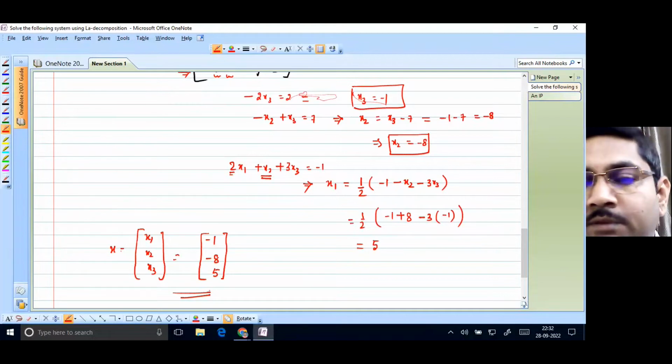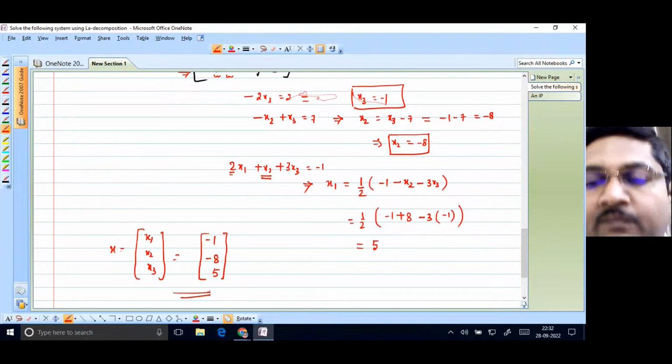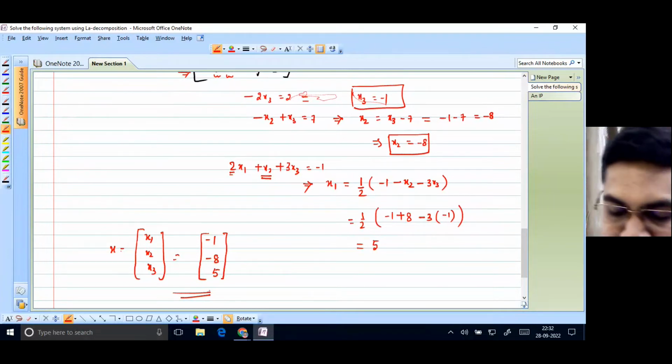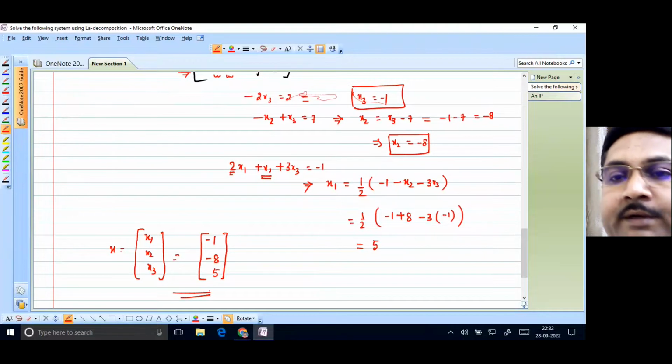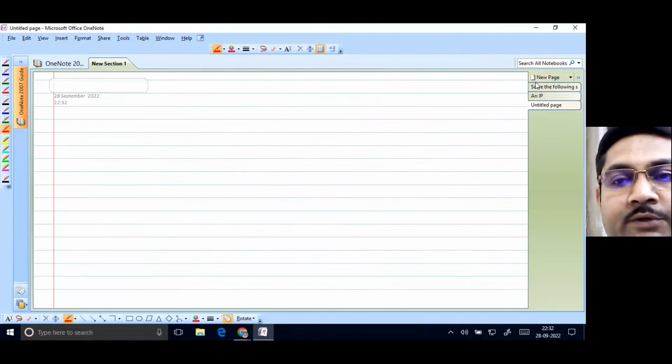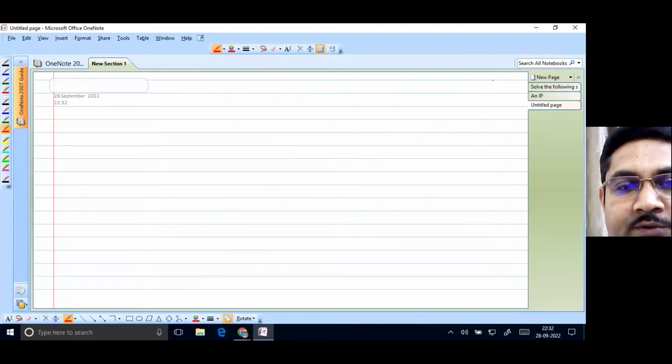So we have to just know at this end when LU decomposition fails. First question is when LU decomposition fails. Suppose A is not reducible to U, and if we are using row interchange in order to reduce to U, then your LU decomposition fails.